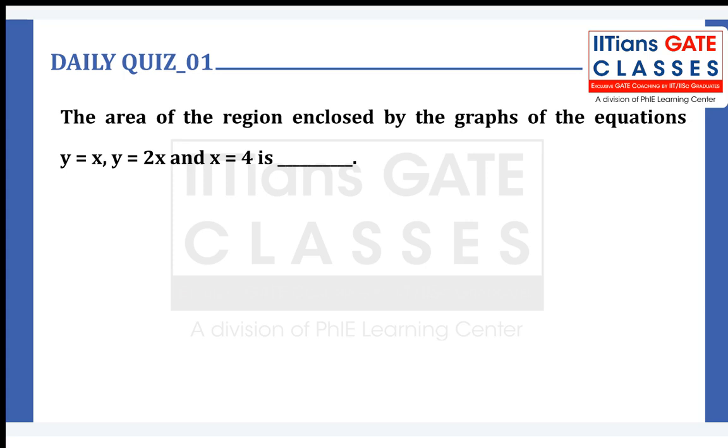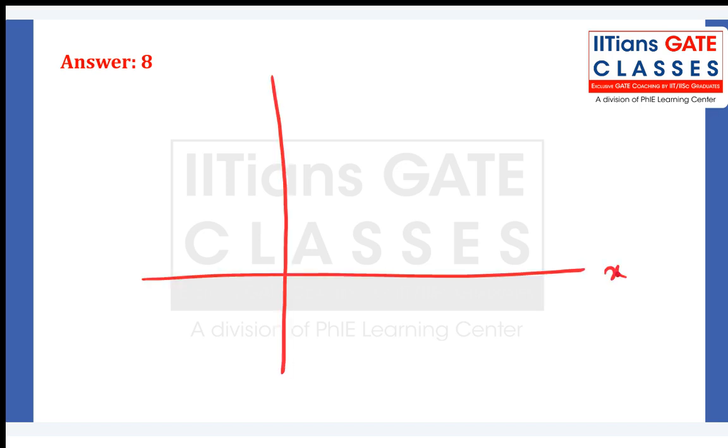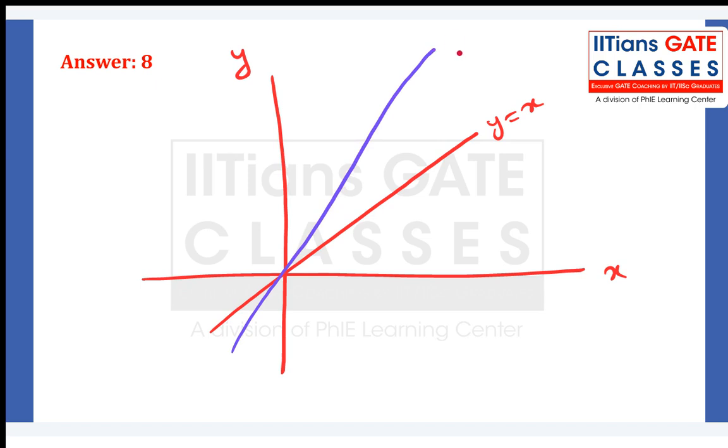So basically, you can easily draw one simple schematic. This is your 2D Cartesian xy plane, and y equal to x will look something like this. This will be the y equal to x line, and y equal to 2x will have a higher slope, so it will look something like this. So this will be y equal to 2x.